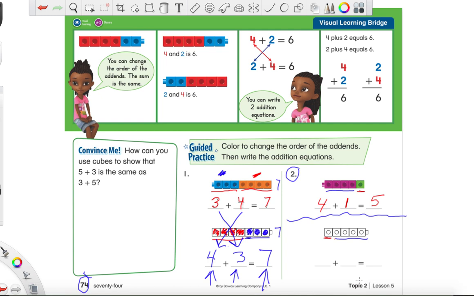What's the other way we could write the addition sentence? And just in case you forgot, just look at the problem next to it that we already did. It can help you. So I'll give you guys a quick minute to color in your cubes and write the addition sentence in the other way we could write it. All right?